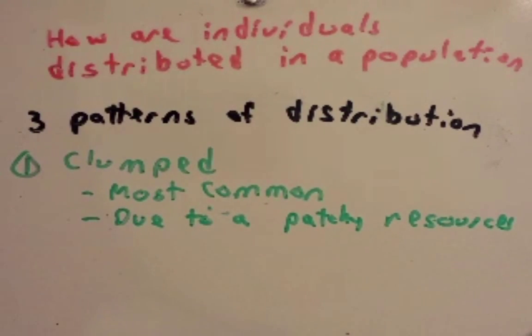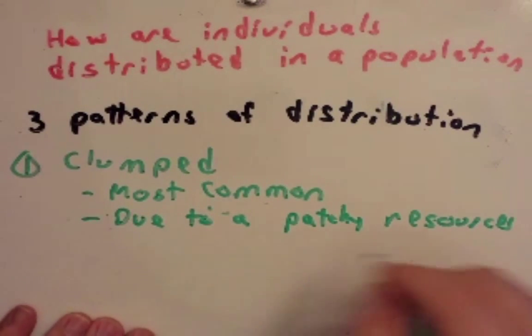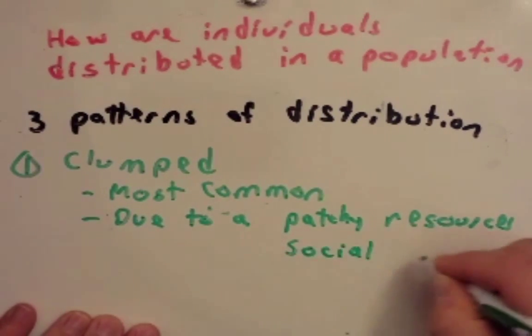And when I say patchy resources, what I mean is the resources, the food, the other habitat selections that these organisms need is not equally distributed within the environment. So there's food in one part of the environment. So it's to the organism's advantage to live in a clumped distribution. Or sometimes it's due to social interactions.